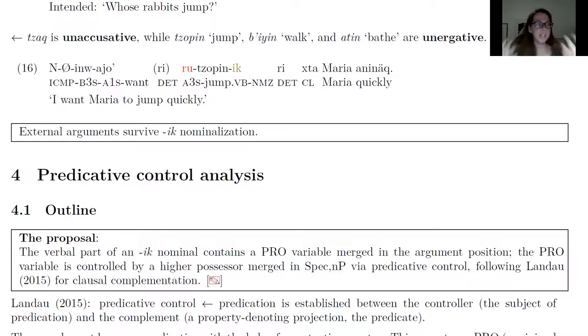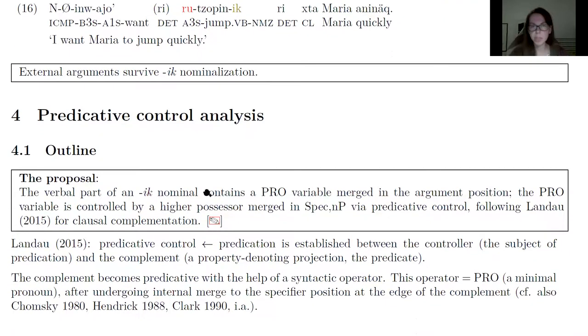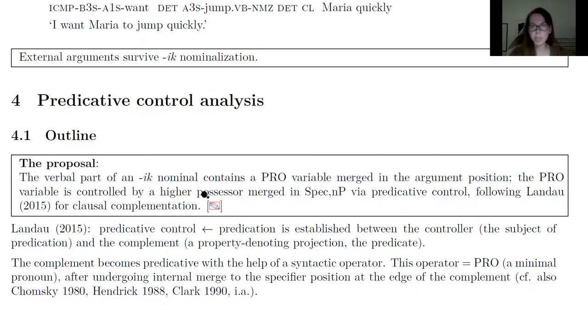And now the second question is, so what are those arguments, right? Do we merge referential DPs immediately in their argument positions, or do we put big pro there first and then we control that big pro by something else higher up in the structure? So our proposal here is that the verbal part of a nominalization contains a pro variable.